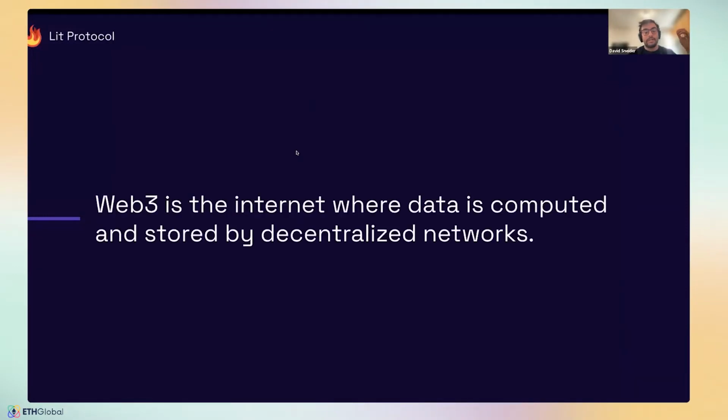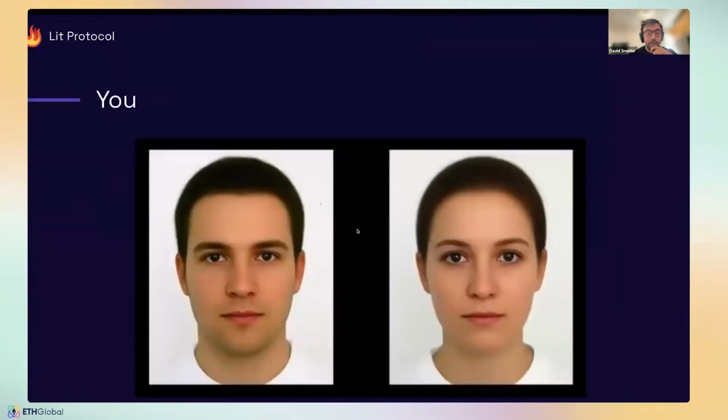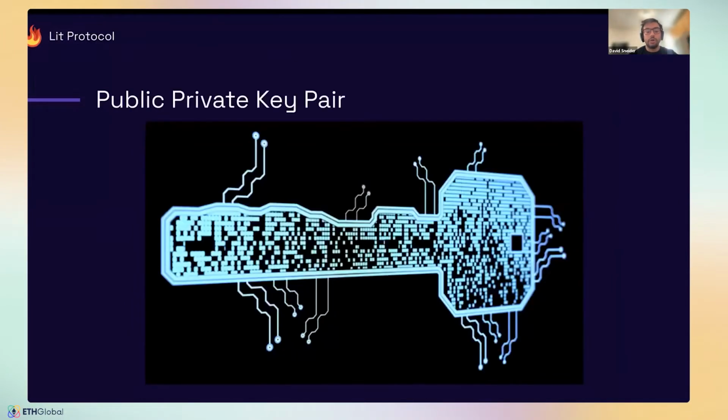So now let's talk about defining Web3. Using this same frame, we can define Web3 as the web where the data is computed and stored by decentralized networks. And again, it starts with the individual, but then the other major component inside of Web3 is the notion of the asymmetric key pair, the public-private key pair, the private address and the public address.